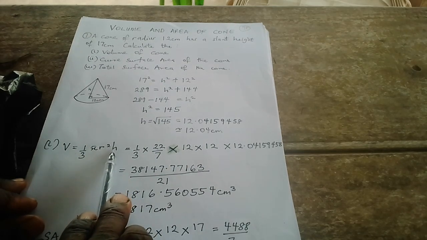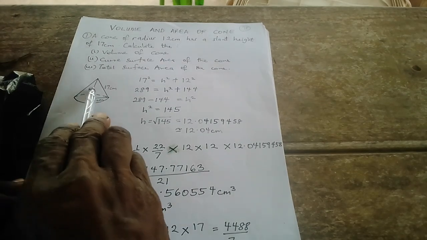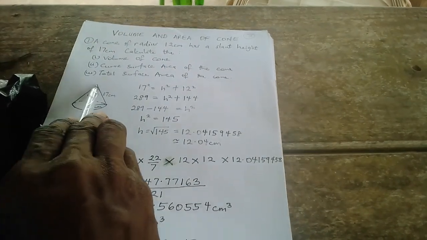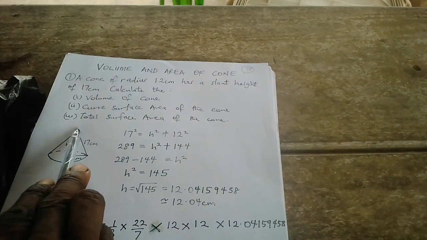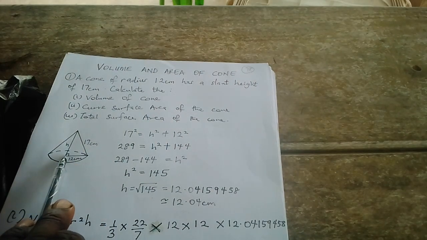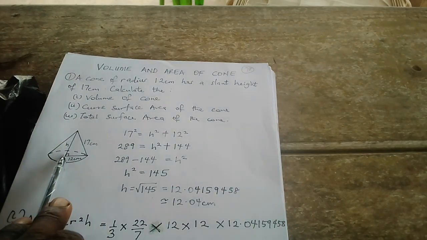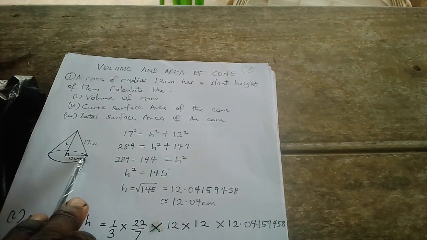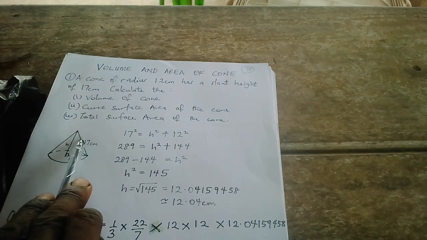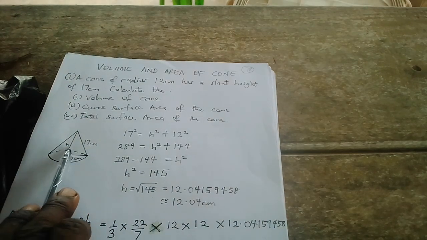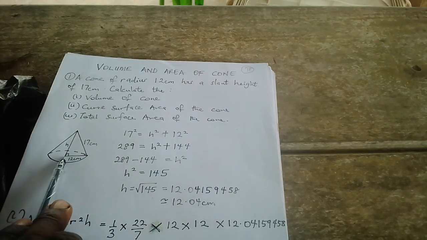Now that means we need to look for the height. This height is the vertical height, the height that makes a 90 degree angle with the radius at the center of the cone. So this height, the radius of the cone and the slant height are going to form a right-angled triangle. You will now need Pythagoras' rule to get this h.